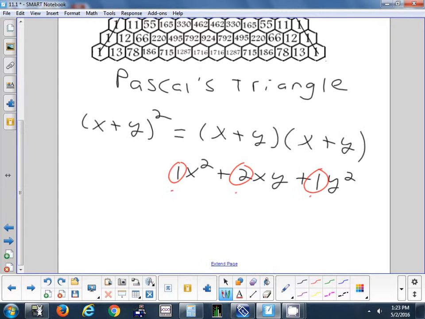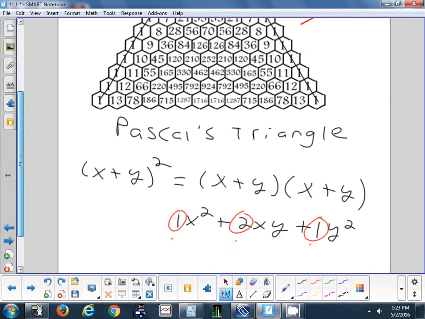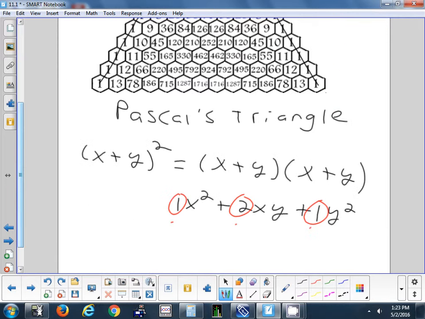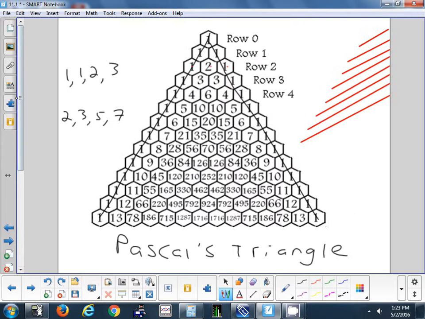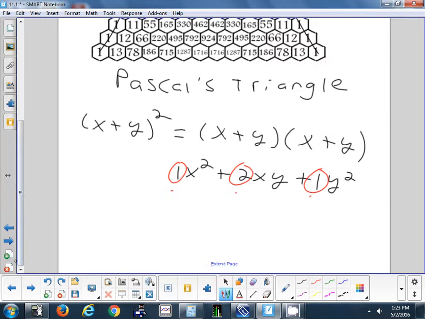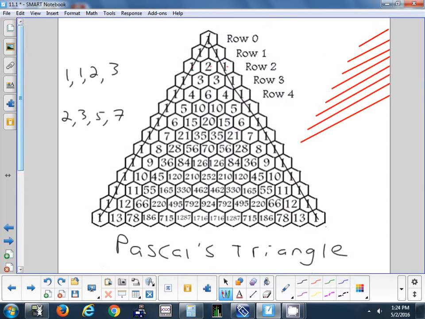1, 2, 1. So these numbers are very helpful if I want to multiply out a binomial. If you wanted me to cube something, I could tell you that 1, 3, 3, 1 would be part of the answer. It's not the entire answer, but it is part of it. We still have to figure out how to get this, this, and that. We're going to learn on Thursday how to use this triangle for the binomial theorem.